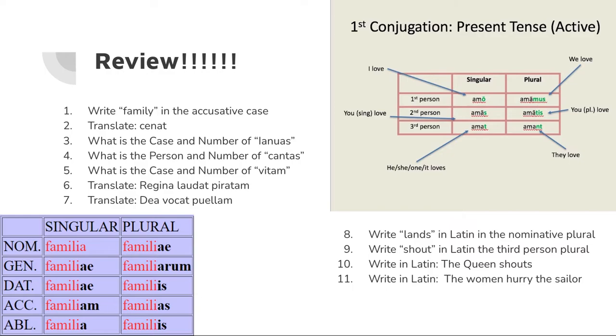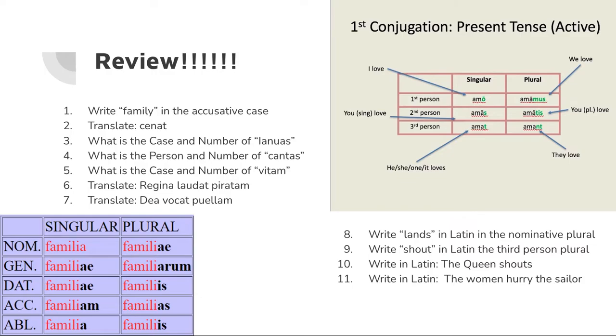Number 6, translate Regina laudat piratam. We know Regina means queen, if you look at your vocab. Laudat means he, she, or it praises. Since we already have a subject, we don't need to add the he, she, or it. So the queen praises, and then piratam, since it ends with am, it's accusative, and it's the direct object. So the queen praises the pirate. We'll get into the direct object very soon.